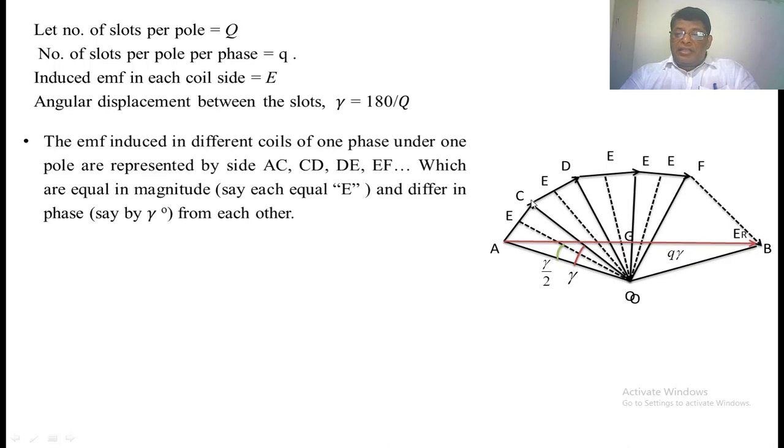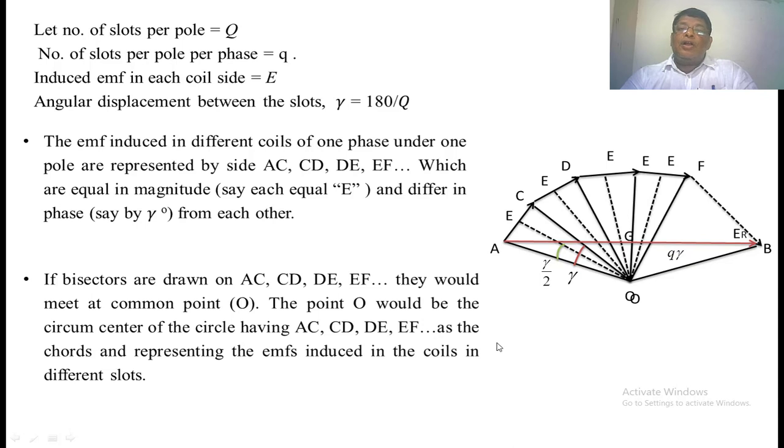So here AC, CD, DE, EF are the coil side voltages, each displaced by gamma degrees. Now for each coil side voltage, we draw a perpendicular bisector, shown as a dotted line. All these dotted lines intersect at a point O. Taking O as the center and this length as the radius, if we draw a circle, it will pass through A, C, D, E, F, and so on. The lengths AC, CD, DE, EF represent the chords of the circle.